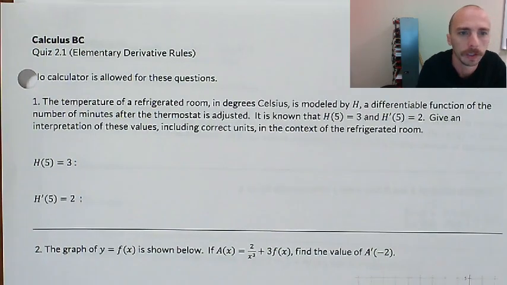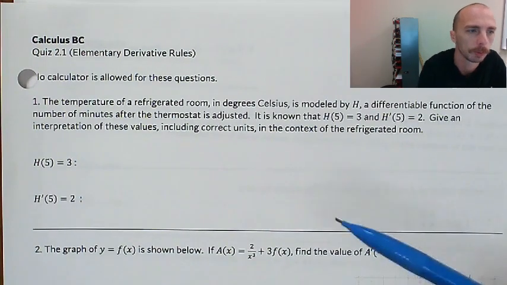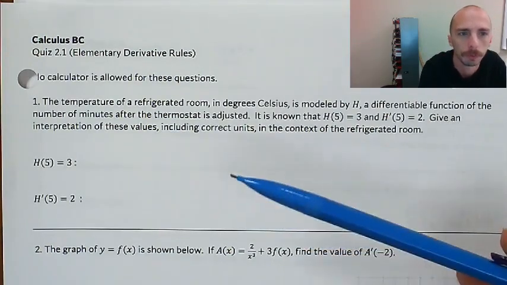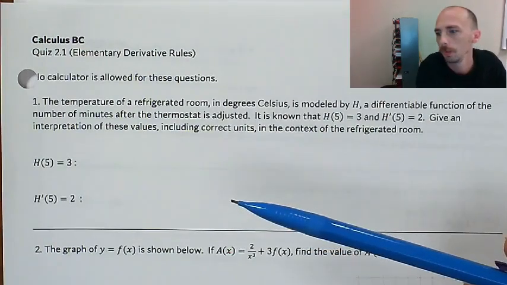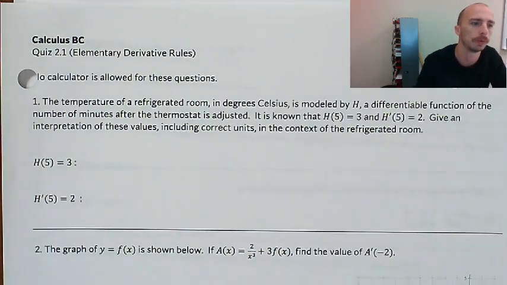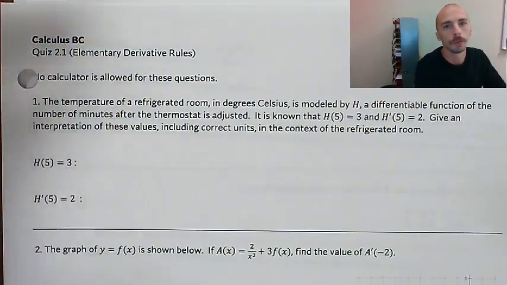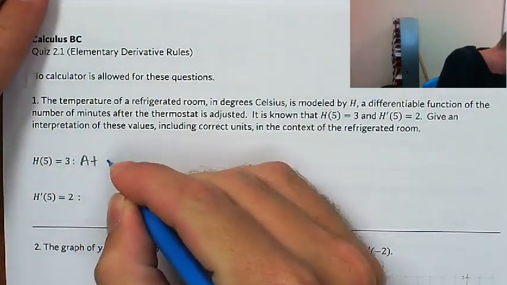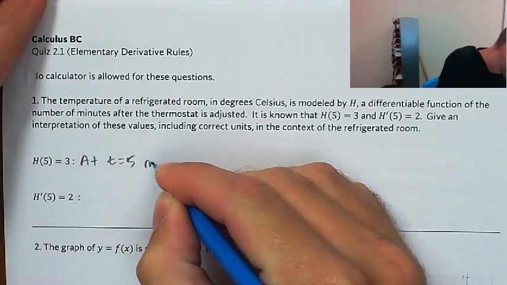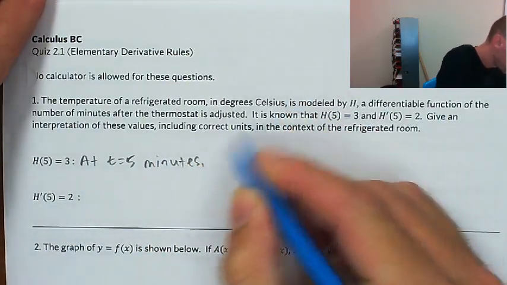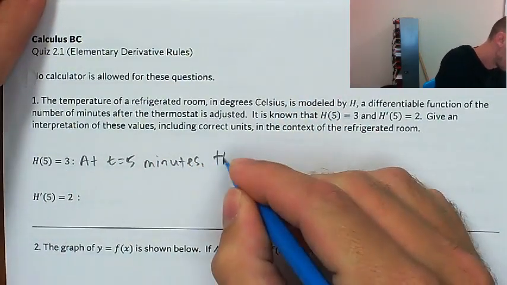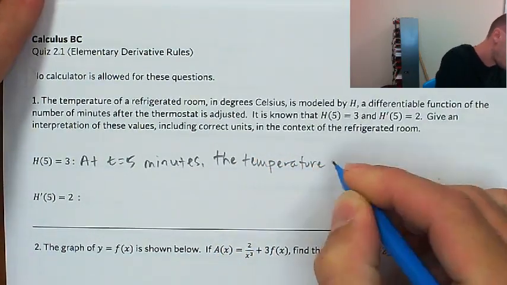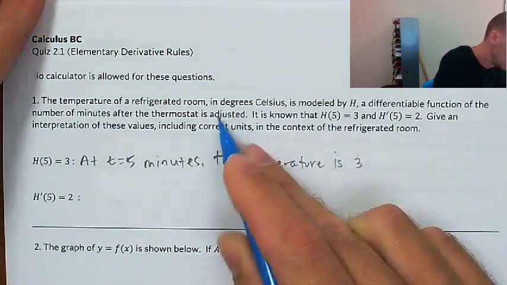Okay, so the first one is give an interpretation of h of 5 equals 3 and h prime of 5 equals 2. Okay, and h represents the temperature of the room. Since h represents the temperature, I'm going to say h of 5 equals 3 means at time 5 minutes, the temperature is 3 degrees (3°C).